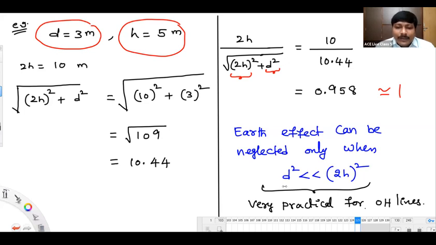But a tower H value will be quite low. Where have you seen that, Vijay? Quite low is how much? 1 meter, 2 meters? Vijay. Yeah. So let's continue.